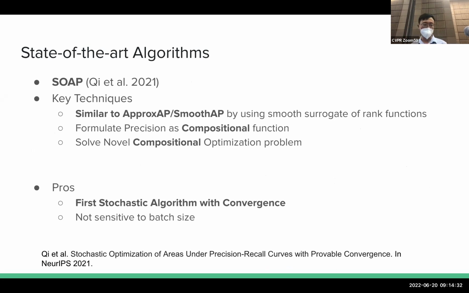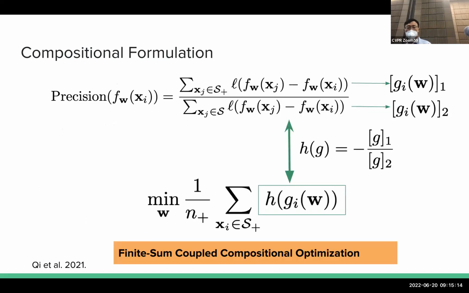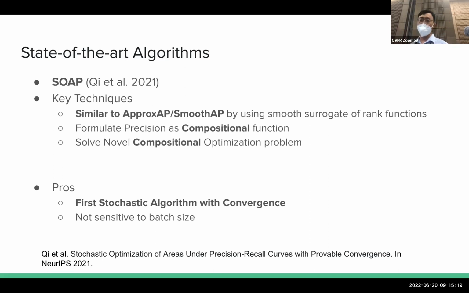To address these issues in the previous approaches, in particular the sensitivity to the mini-batch size, in our recent work by Qi et al., we propose a new algorithm called SOAP. This algorithm optimizes a similar objective as approximate AP and Smooth-AP. Basically, we express AP as a smooth function of the ranking function, and use a smooth surrogate to approximate the ranking function. But the novelty here is that we formulate the precision as a compositional function, and then we propose a stochastic algorithm for solving the novel compositional optimization problem. The pro of this approach is that it is the first algorithm with a convergence guarantee, and we do not depend on the batch size. The algorithm is guaranteed to converge with any batch size, so it's not sensitive to the batch size.